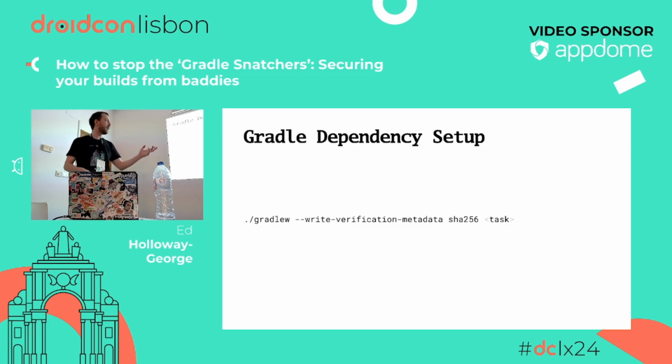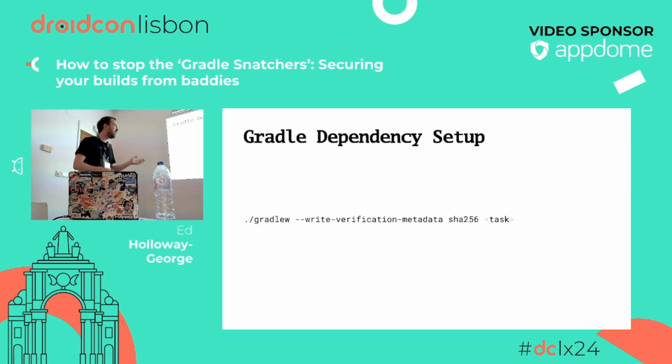You can add a task at the end. The task parameter is optional, but if you have different configurations, maybe you have a debug version of your app, maybe you have a release version, or maybe you fetch different dependencies on different configurations, you can add an optional task at the end, and this will run the SHA-256 on all of those dependencies.